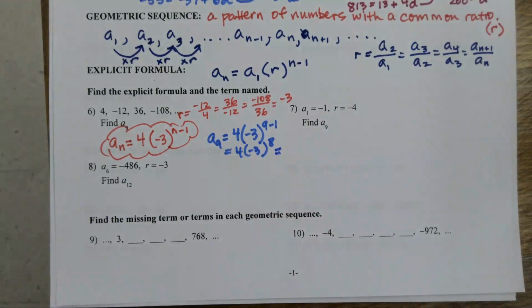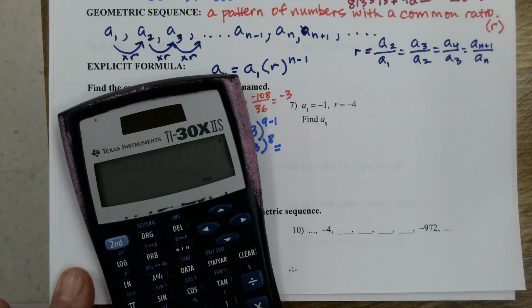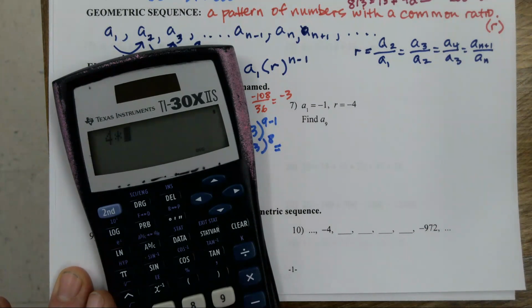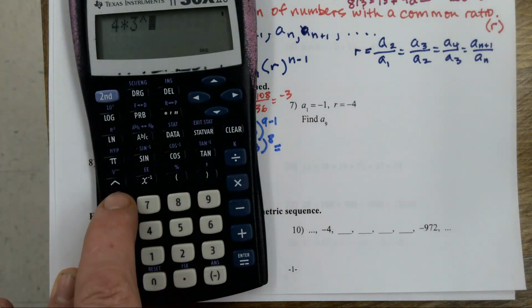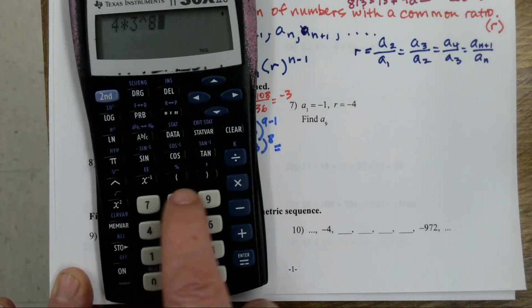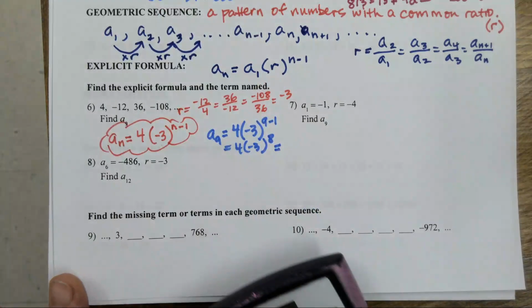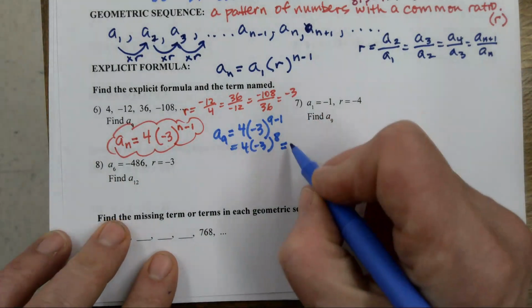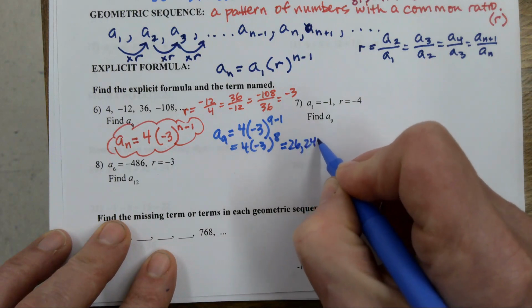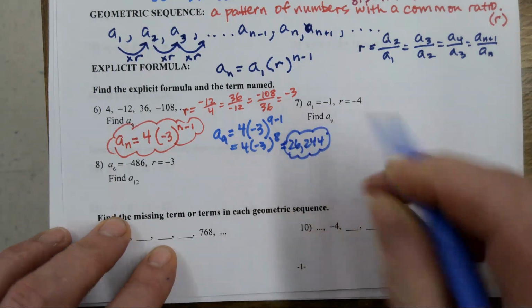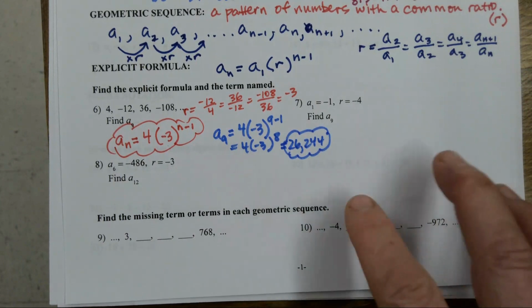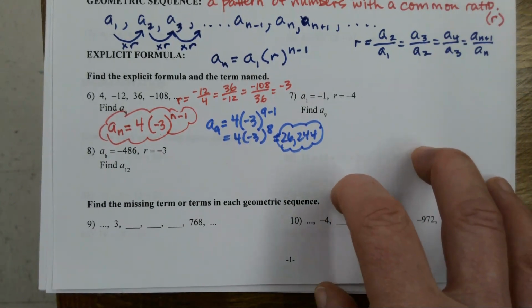So 4 times negative 3 to the 8th power, sometimes to avoid any ickiness, because I know it's an even power, I will just put 4 times 3 to the 8th power, because I know it's going to come out positive. And on my calculator, I might have to use my caret key. Some of you have a different key. If you can't find how to raise it to a power, let me know. But that is 26,244. Everybody good? Anybody have a problem? Okay.